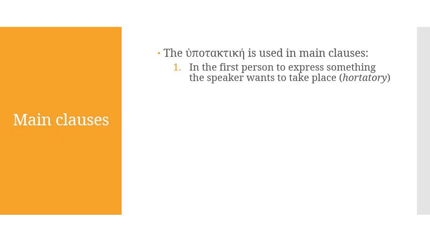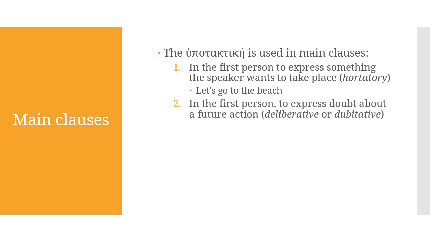In the first person, to express something the speaker wants to take place. People often call this the hortatory subjunctive. In English, let's go to the beach. Here I am encouraging myself and others in a course of action. In the first person, also to express doubt about a future action. This is called a deliberative or dubitative subjunctive. Should I study Greek?